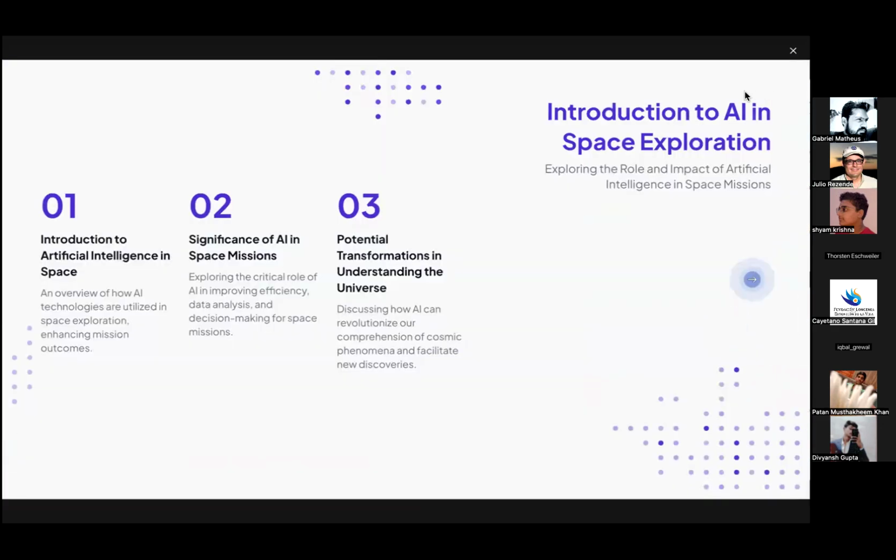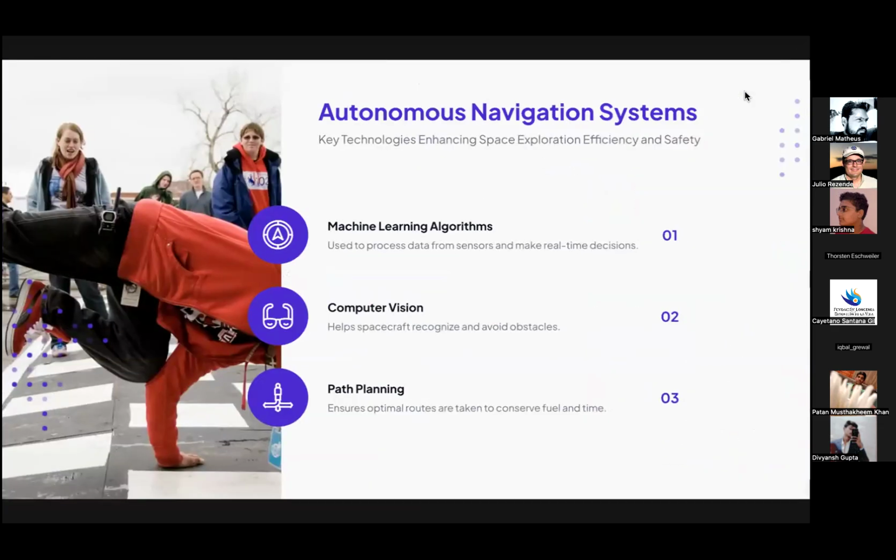Going to the next slide. First, let me start with an introduction to artificial intelligence in space. In this, I will give an overview of how AI technologies are utilized in space exploration. Then I will move to the significance of AI in space machines, followed by potential transformations in understanding the universe. First, autonomous navigation systems, key technologies enhancing space exploration efficiency and safety.